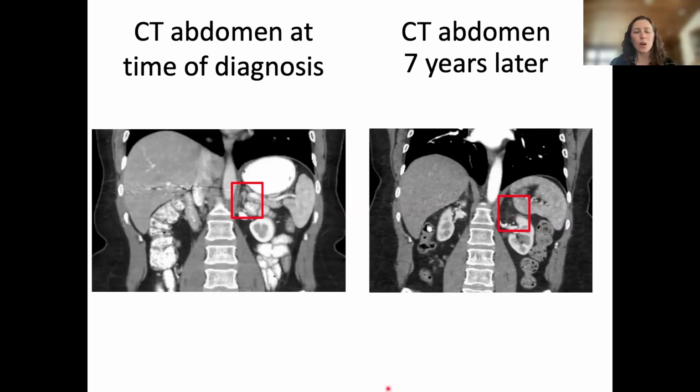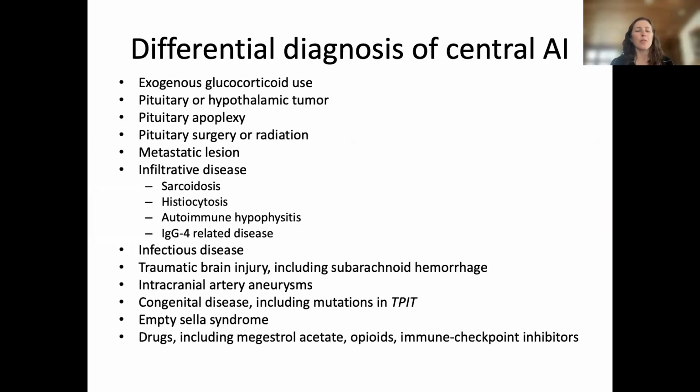And then we'll move along to the next section in terms of if you have a patient in whom you diagnose central AI, what is the differential diagnosis? So we all know that the most common cause of central AI is exogenous glucocorticoid use by far. And pituitary adenomas are unlikely, although may still cause AI, but are more commonly a cause of AI if they're larger than 1 centimeter. Pituitary apoplexy, pituitary surgery, or radiation are all causes of central AI, as well as metastatic lesions.